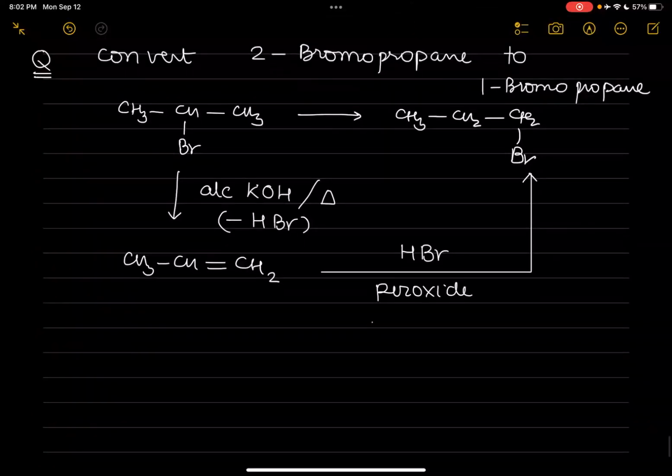Benzoyl peroxide, or any peroxide, has an O-O single bond. Peroxide and light actually change the mechanism. Peroxide takes away the H with itself, so Br gets added first. So Br is actually added outside.